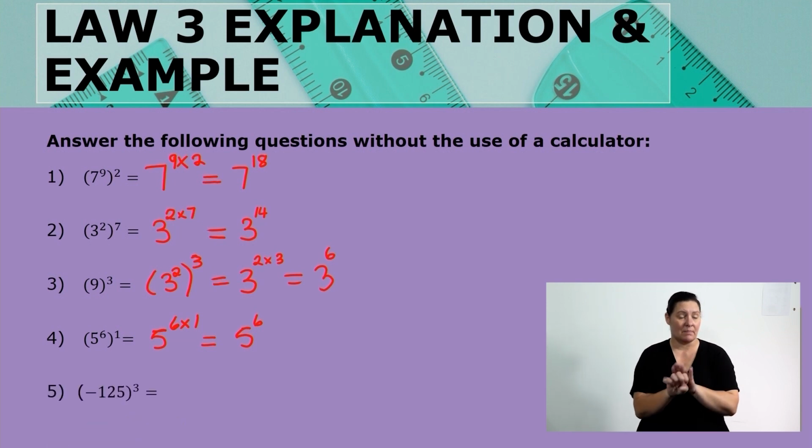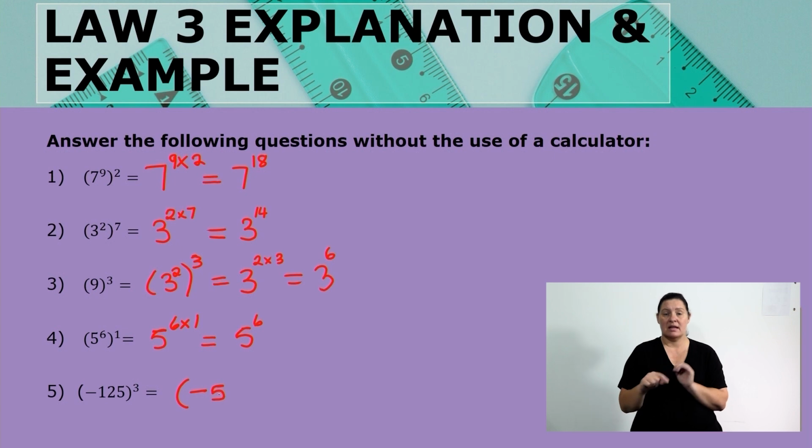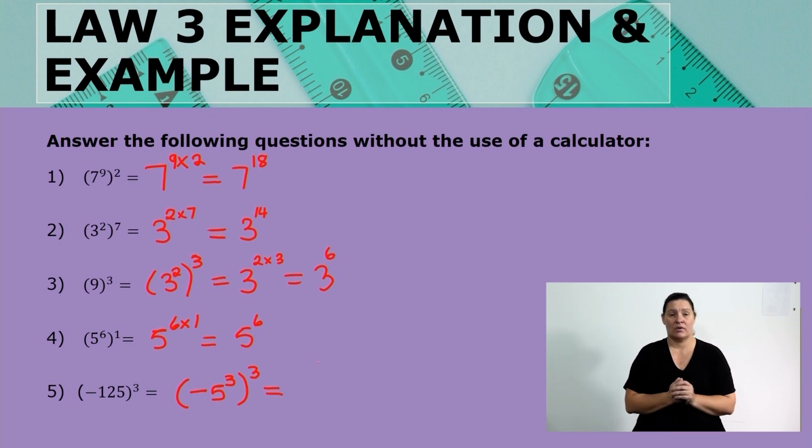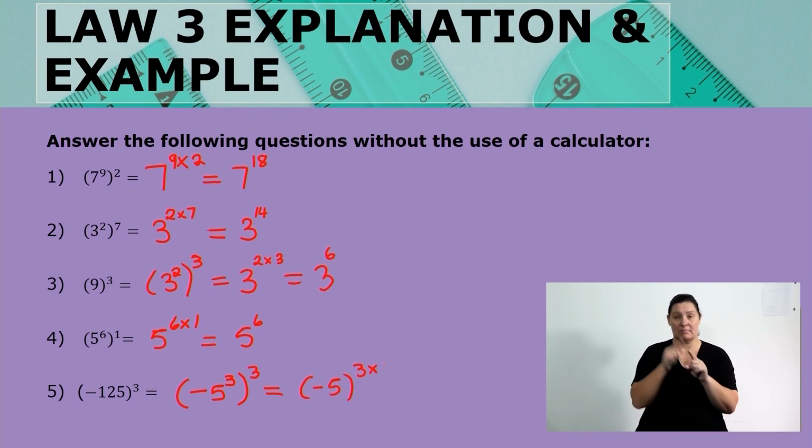Our last example there is negative 125, and that is raised to the exponent 3. Now we can change the negative 125 to negative 5 to the exponent 3. And then we still have that power raised to the exponent 3. When we apply our law number 3, we say that is a negative 5, and we multiply our two exponents, and that is going to give us negative 5 as our base raised to the exponent 9.